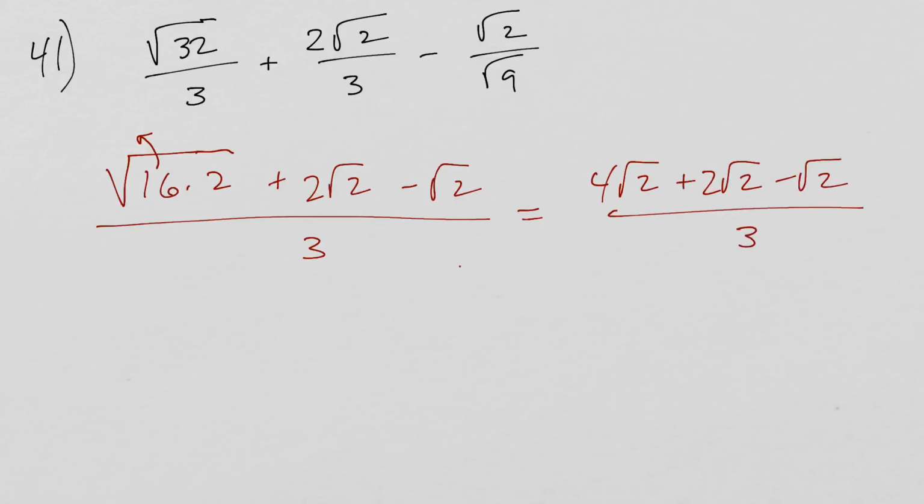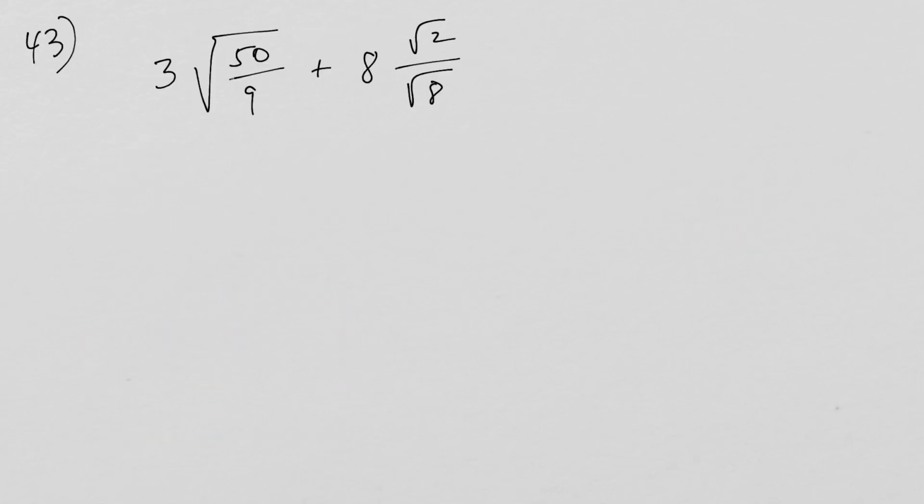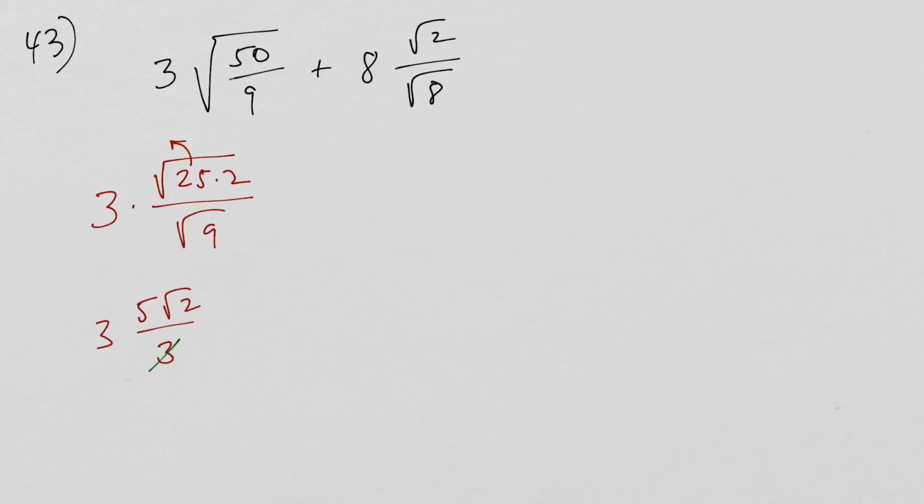These are all like terms in the numerator. 4 plus 2 is 6. 6 minus 1 is 5. So I have 5 root 2 over 3. There's a ton of ways to do this. I'm going to do it like this. I'll say 3 times the square root of 25 times 2 over the square root of 9. This becomes a 3. And up top we have a 5 root 2, because this comes out as a 5. And then these 3's cancel, so this term is simply a 5 root 2.